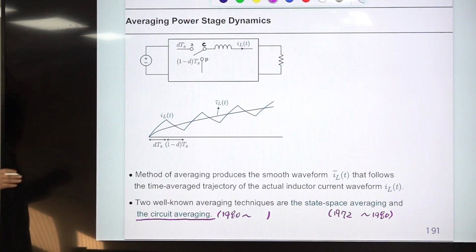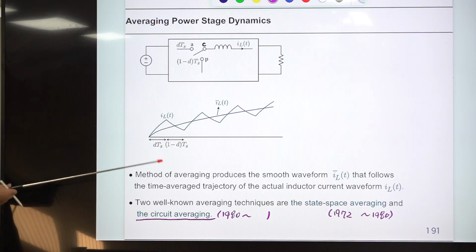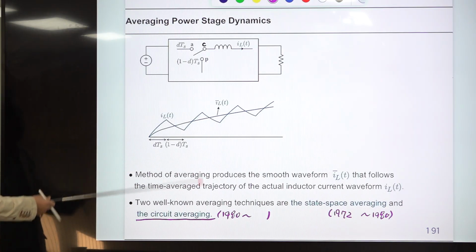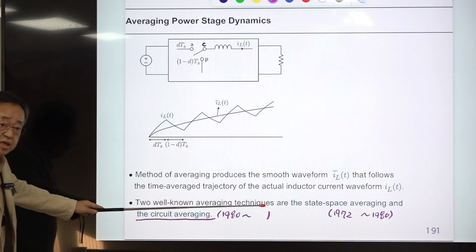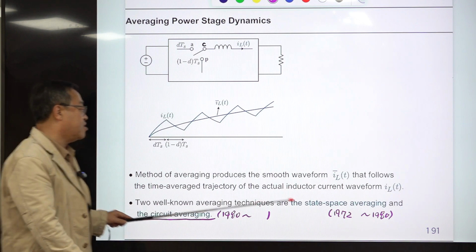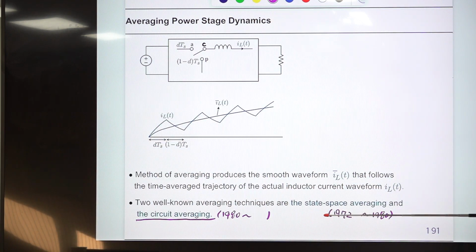So this concept is very simple. This illustrates the averaging process and the role of the average model of a nonlinear relationship. And there are two well-known averaging techniques. The first one is the state space averaging technique. This technique was popular in the past, maybe the 70s and 80s. So many people used this state space averaging technique.